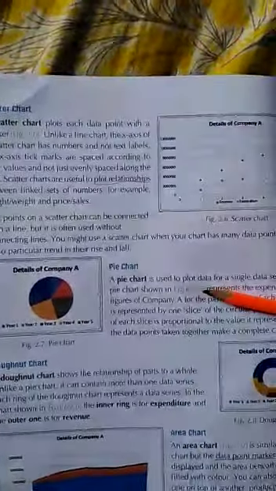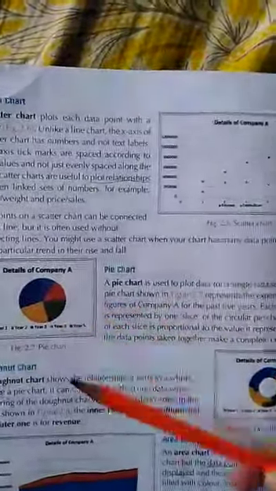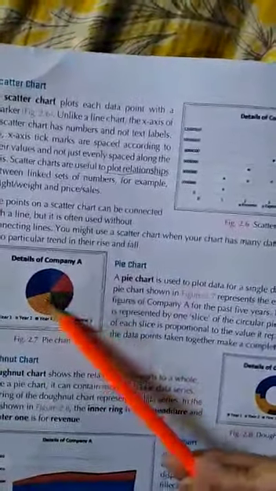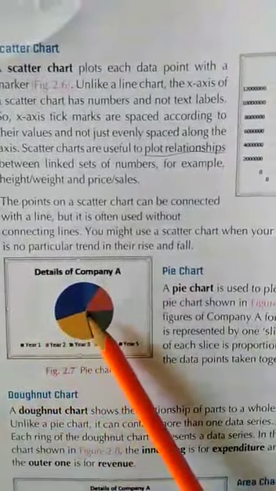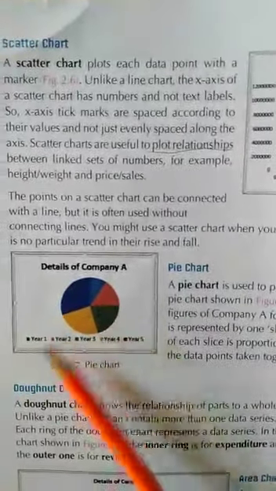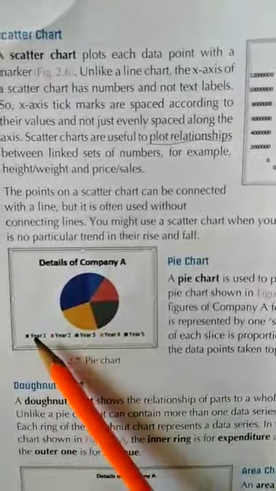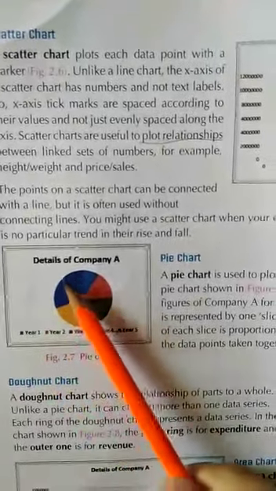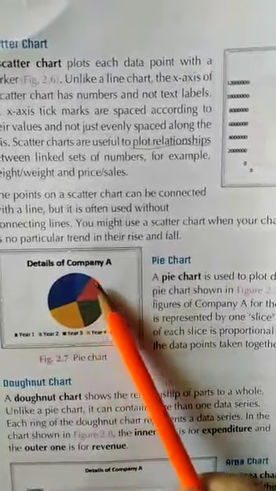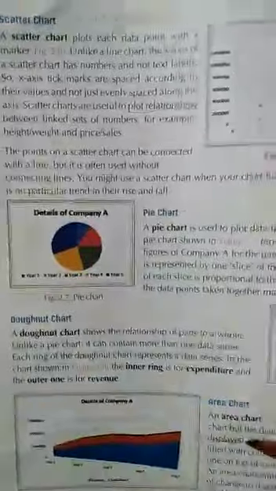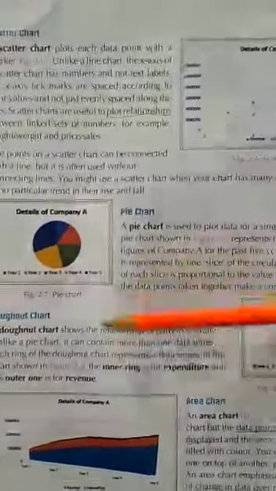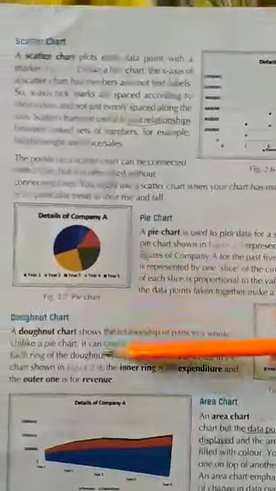Then comes the pie chart. A pie chart is used to show data which is collective, meaning which is on the same topic. For example, here if they show the expenditure, they can represent that in year 1 this much expenditure has been done, in year 2 this much, in year 3 this much, and so on. Then the donut chart is almost like the pie chart, but it has several other points.